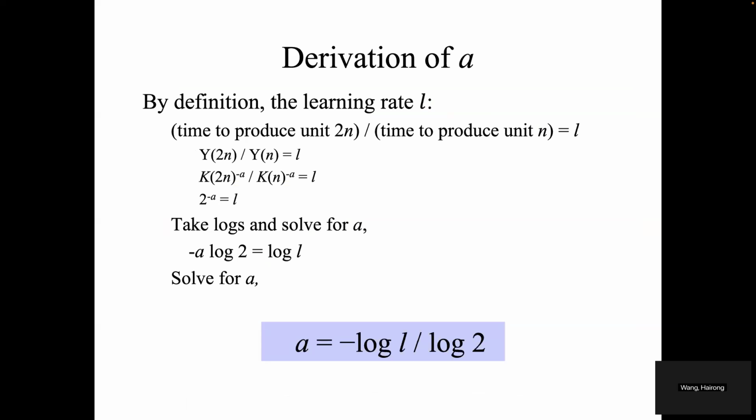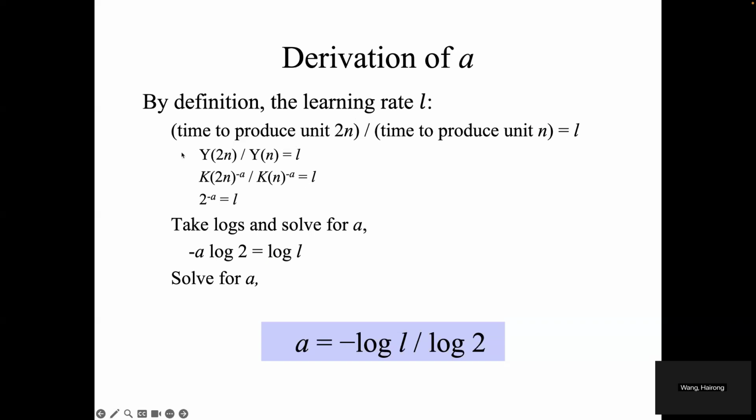And here is the derivation of alpha, where alpha is needed in the formula to calculate the average time to produce one unit at the nth unit. By definition, the learning rate L is defined as the time to produce unit 2n divided by the time to produce unit n. So this is the number defined as the learning rate.